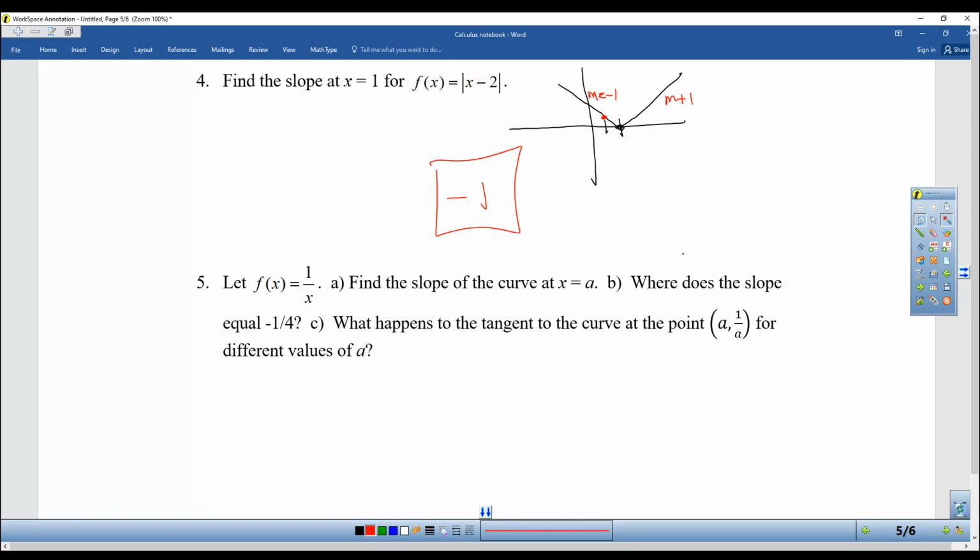So I can't stress enough: make the graph. Okay. So this says find the slope of the curve at x is equal to a. I have no idea why I circled that. That's not tidy. So we're going to start with the graph, just like we always do.